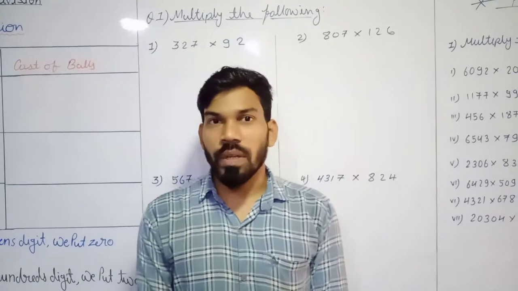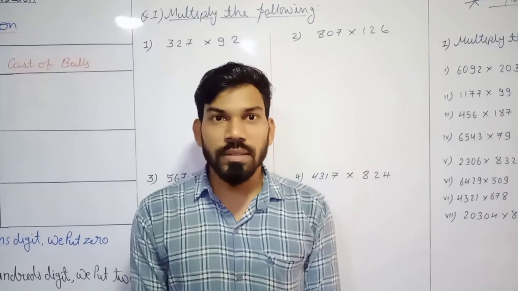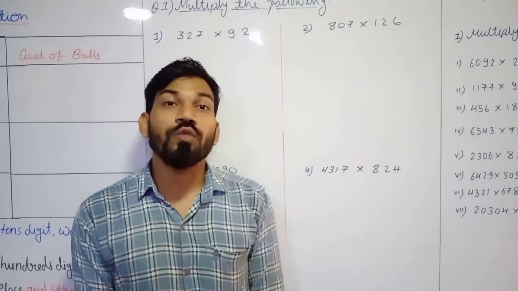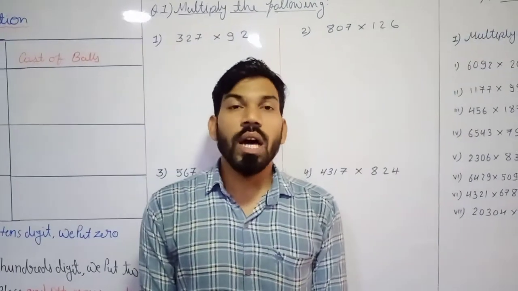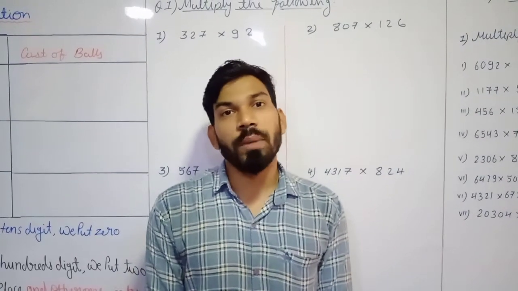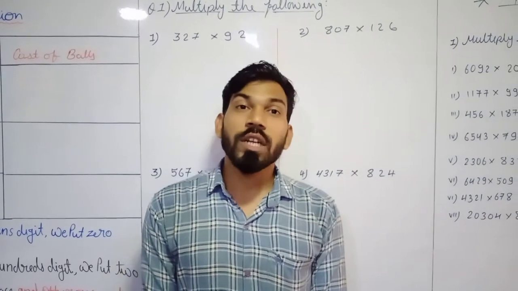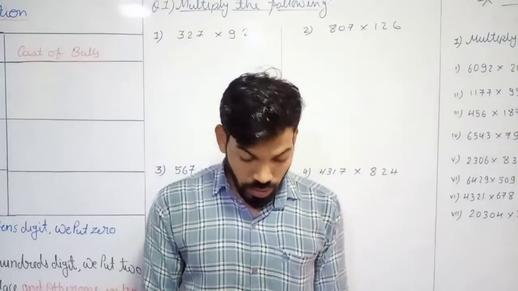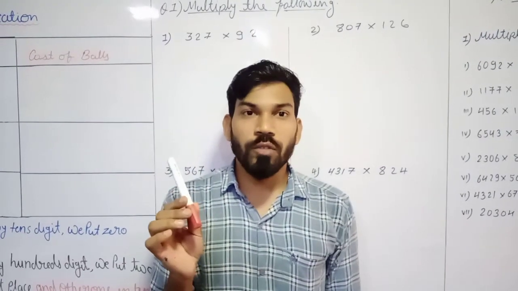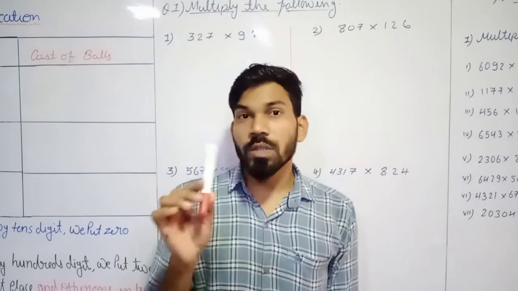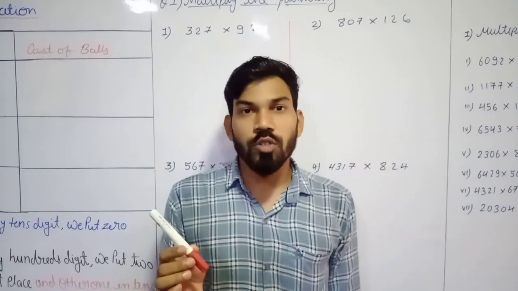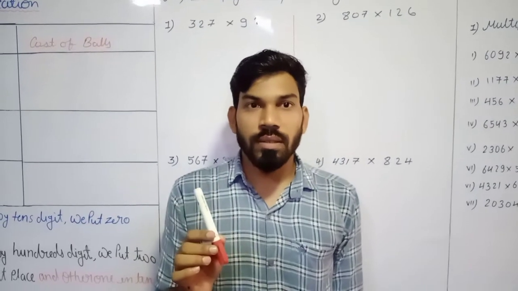Suppose, for example, you want to purchase something. We have to go to the shop and purchase the things, so we have to pay for that. So how do we come to know how much amount we have to pay? For that we need to learn multiplication. For example, I want to purchase a marker from the shop. The cost price of this marker is 20 rupees. So easily I have to pay 20 rupees to the shopkeeper and purchase it.